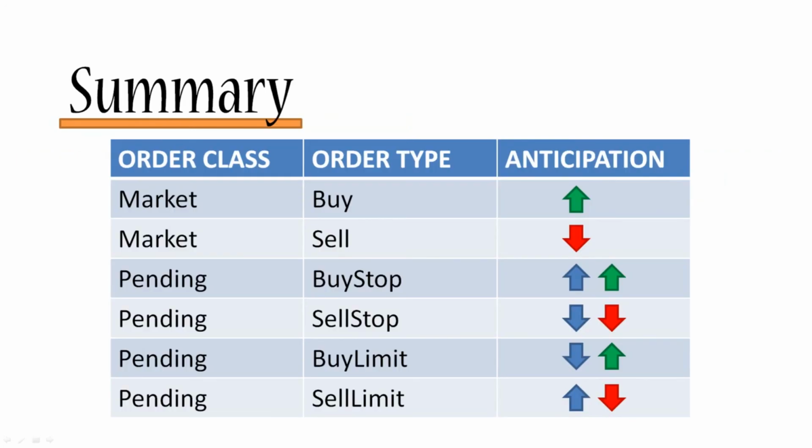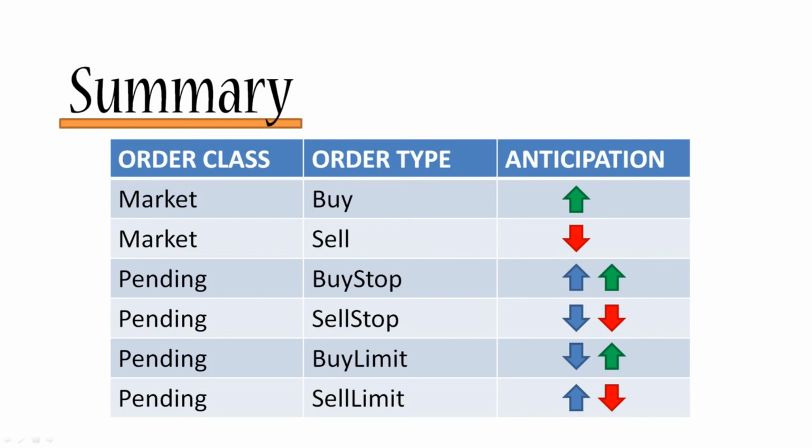And to sum up, we've got our different order classes, different order types, and anticipated market movements. So the first two are the market orders. They're the buy and the sell. We would enter into a buy when we anticipate an upward movement, into a sell when we anticipate a downward trend. And then for pending orders, we would open a buy stop order when we think the market will go up, and then it will continue going up. So we want to check this condition that the market will cross some sort of resistance line, and if that happens, only then do we want our buy stop order to become a buy order.